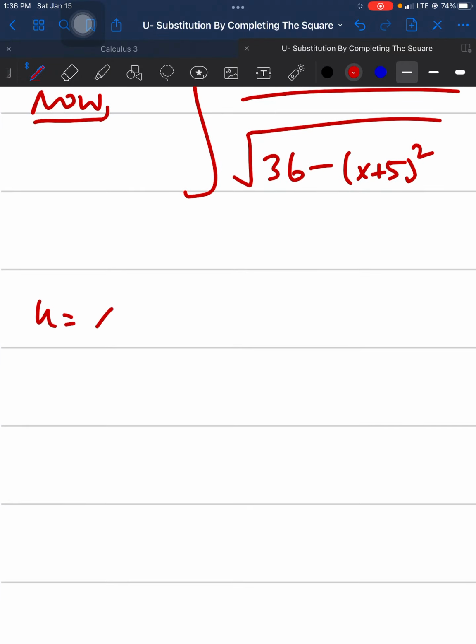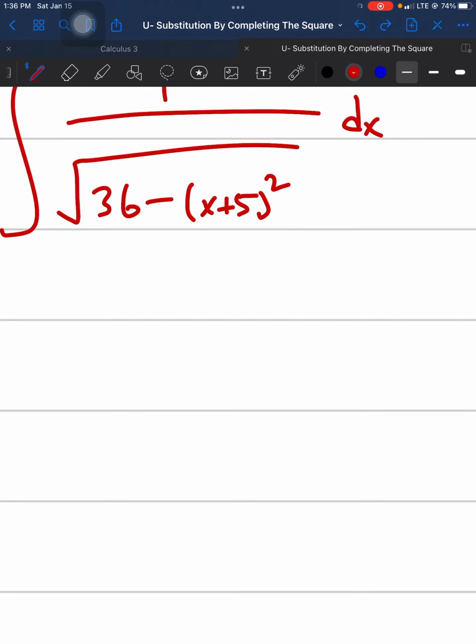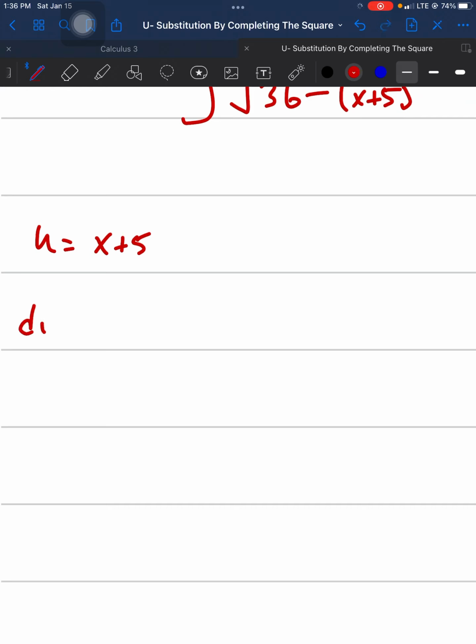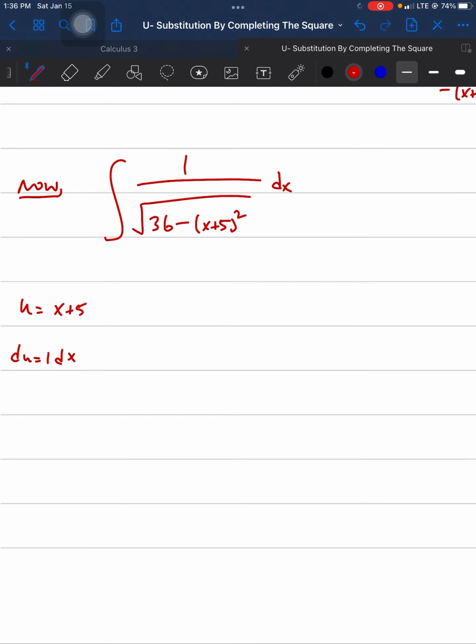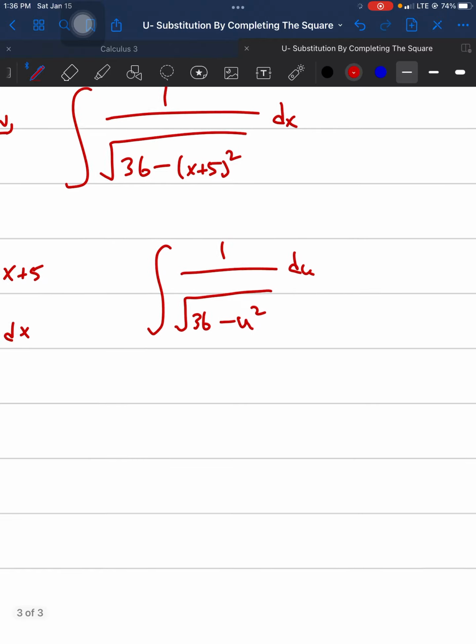Now we can use U-substitution. So u is equal to x plus 5, right? Since that's inside of the parentheses. U is usually going to be what's inside the parentheses when you're doing this. So just know that. So we have du is just equal to 1 dx. So du is equal to dx. Now we just substitute for that stuff. So we have 1 over radical 36 minus u squared du.